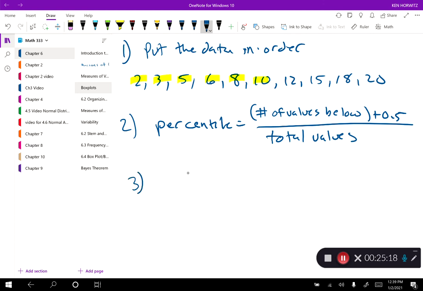So now I'm going to calculate. I got 6 plus 0.5. And I do believe I said there were 10 students. So divided by 10 times 100. All right, at this point, why don't you guys pause the video, do the calculation, and we'll see if we get a good answer on the back end.